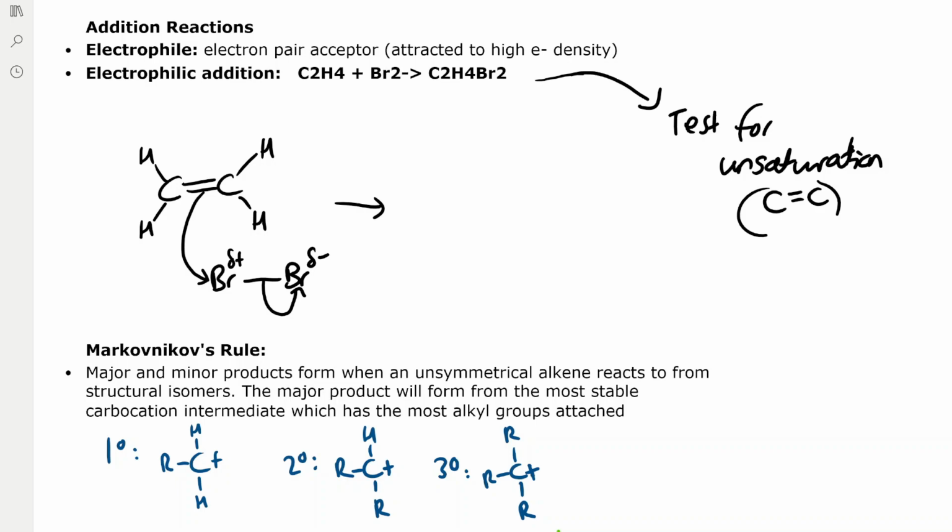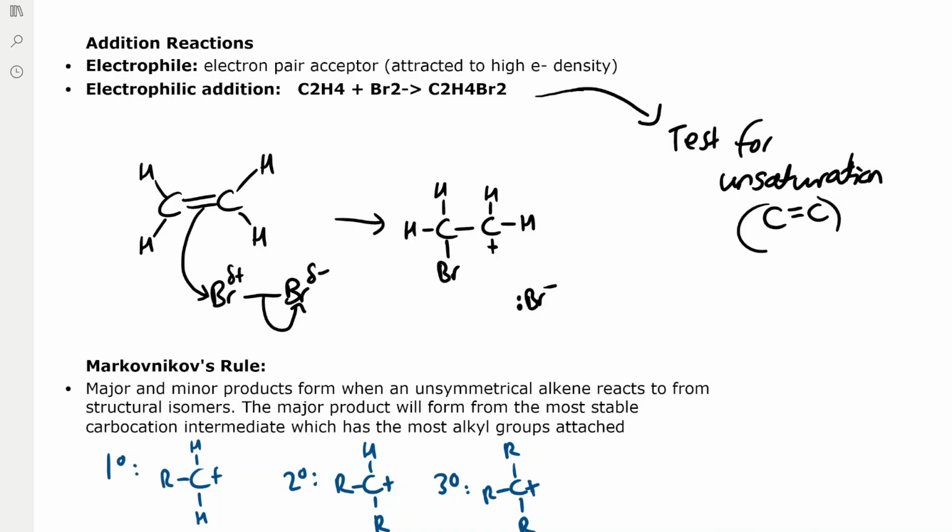So the double bond is now broken. So we have a single carbon-carbon bond, and we have one carbon with a bromine attached, and we have a positive carbocation. And we represent this with a positive charge on the carbon atom, which hasn't had an atom added to it yet.